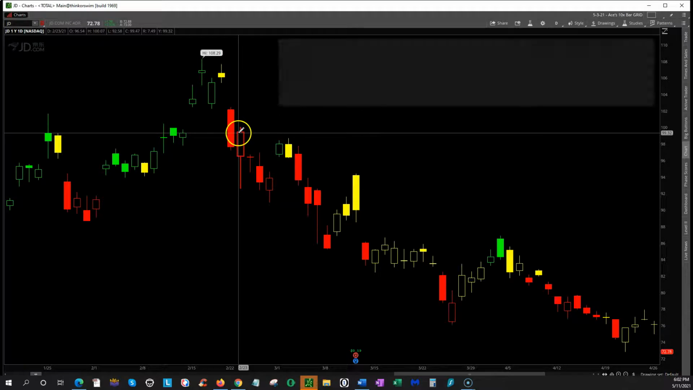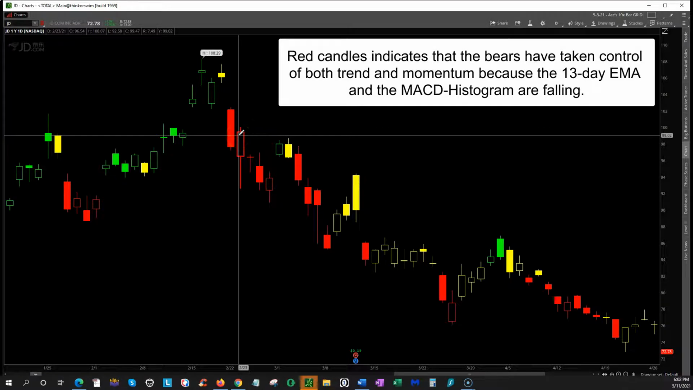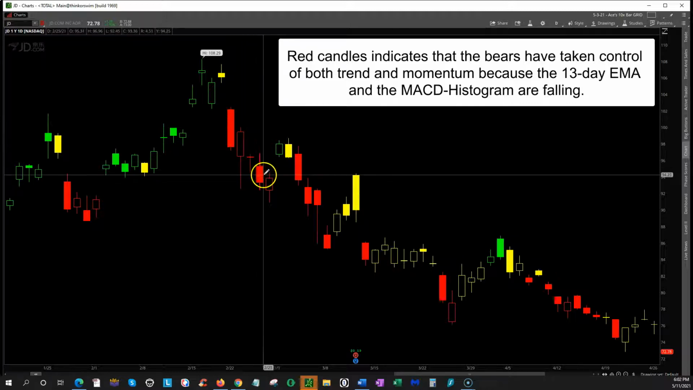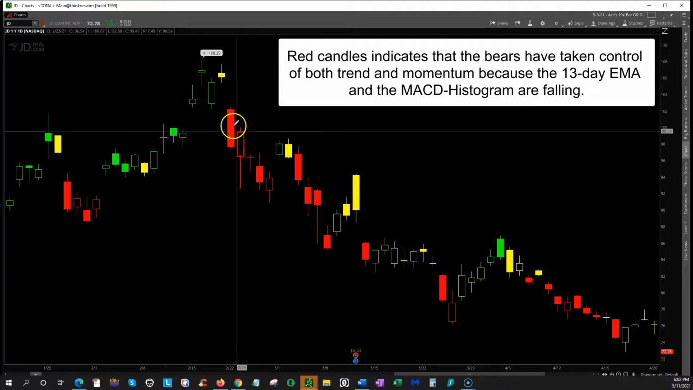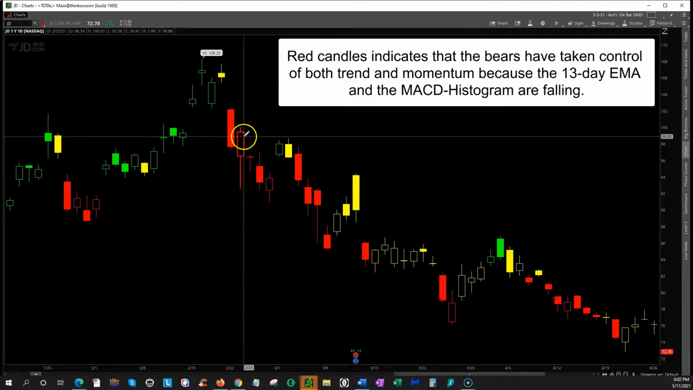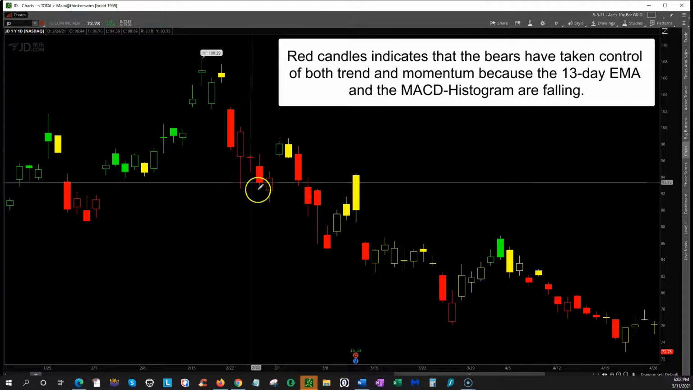But what is the red candle showing you? It's showing you the bears have taken control of both trend and momentum, because the 13-day EMA and the MACD histogram are both falling, which will create these red candles to show you, hey, trend and momentum are down, are bearish on these particular candles. You might want to be interested in taking a look at what's going on here.